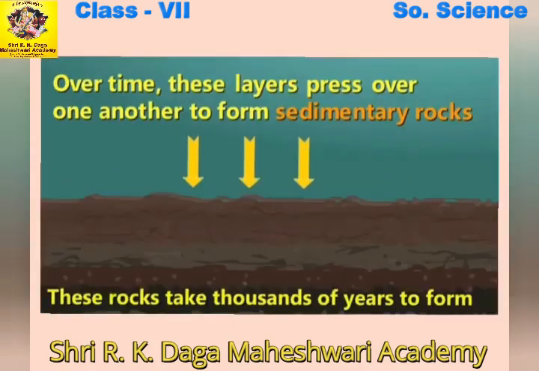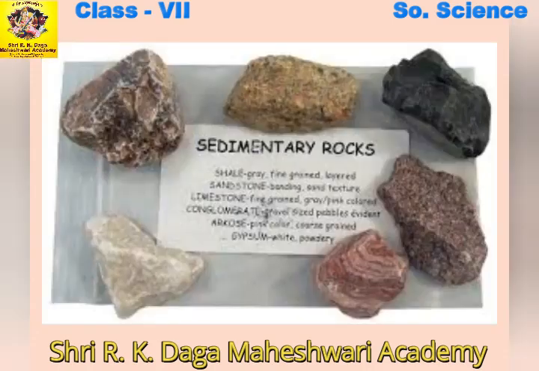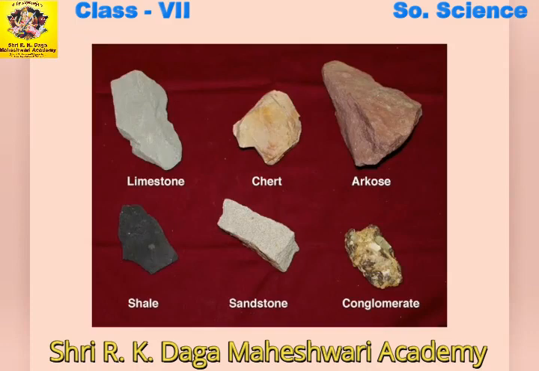Sedimentary rocks are often rich in fossils. Fossils are the remains of dead plants and animals trapped in the layers of rocks. Generally, sedimentary rocks are soft and easily breakable. These rocks are widely found. They cover about 75% of the total land area of the earth. Some examples of sedimentary rocks are sandstone, limestone, conglomerate and shale.